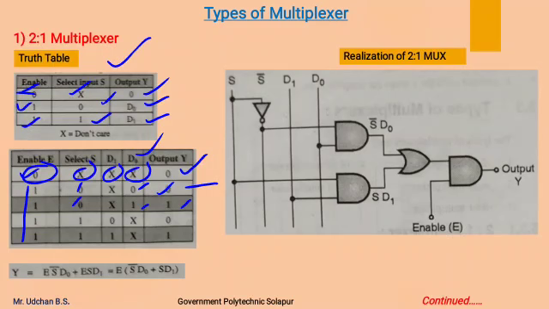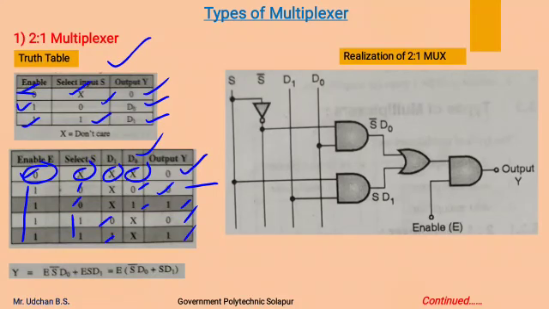After that, in this case, the select line is made high, by which the D1 line gets selected and the data available over the D1 line appears on the output line. So here the D1 line is 0, we get 0, D1 line is 1, we get 1, irrespective of the D0 input. So for the 2:1 multiplexer, when the select input is 0, it will select the D0 line, and when the select input is 1, it will select the D1 line, and the data available over the input line appears onto the output line.